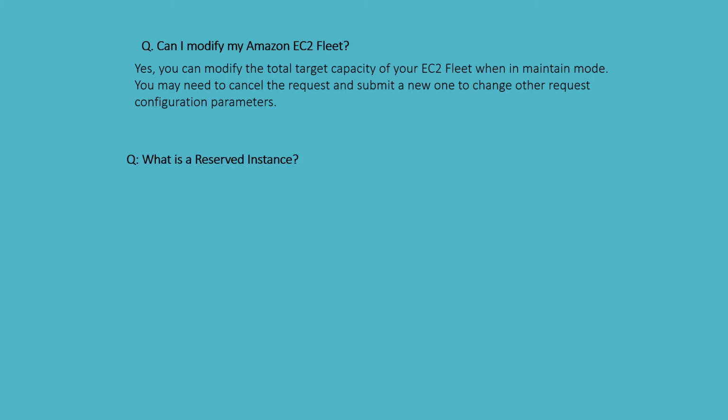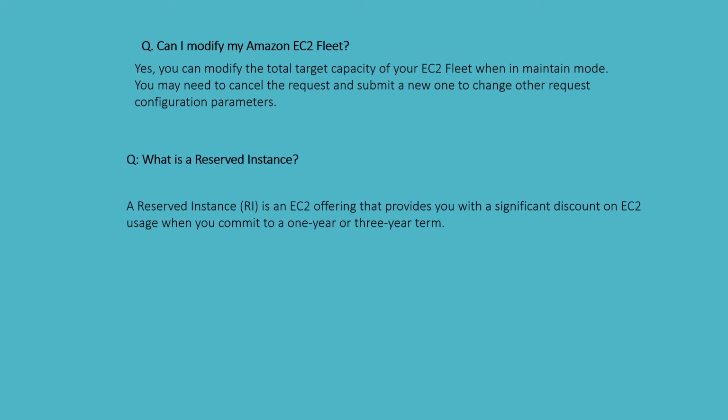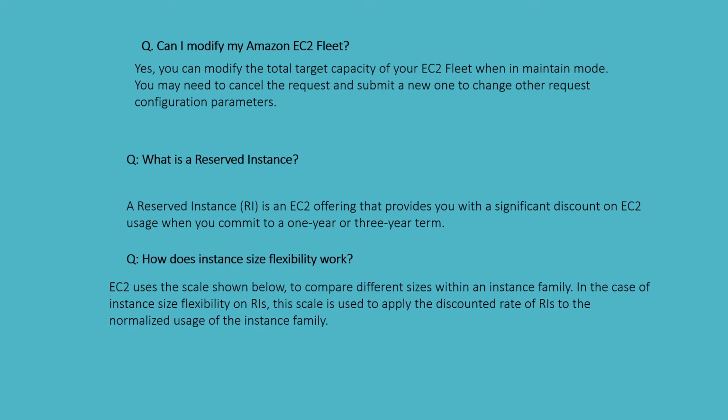What are Reserved Instances? Reserved Instances are an offering that provides you significant discounts on EC2 when you commit to 1-year and 3-year terms. How does size flexibility work? The EC2 scale compares different sizes within the instance family. In the case of instance size flexibility on RI, this scale is used to apply the discounted rate of the RI to the normalized usage of the instance family.